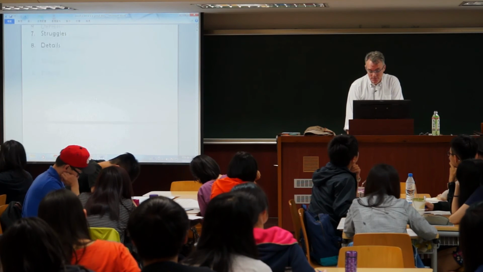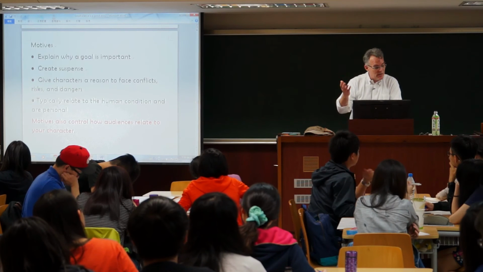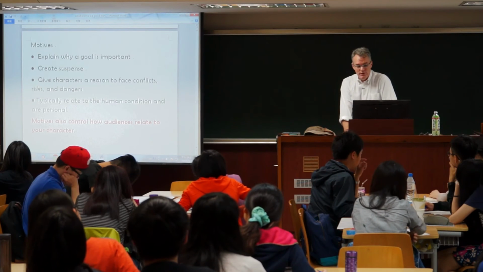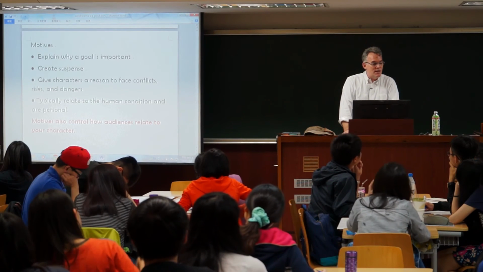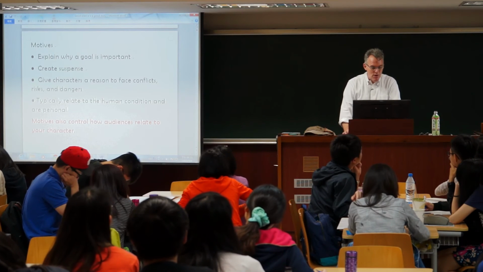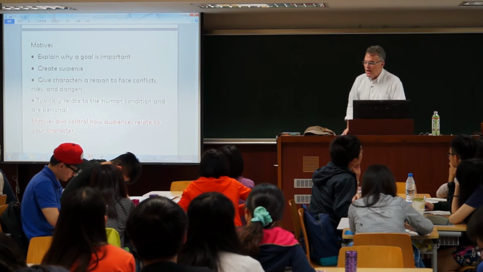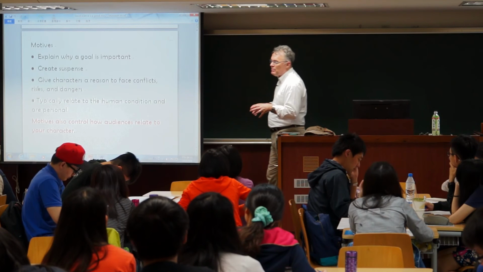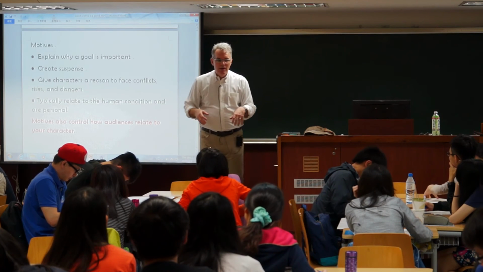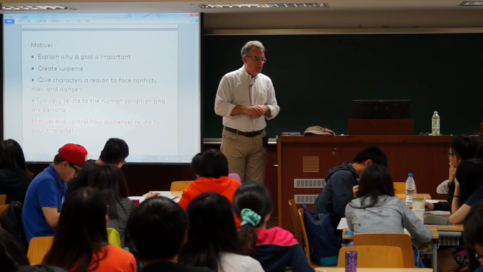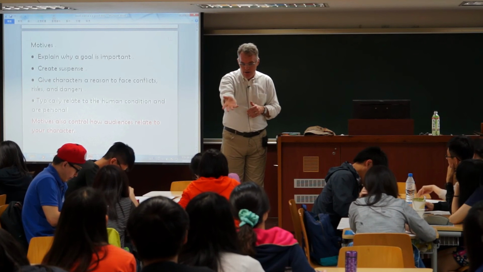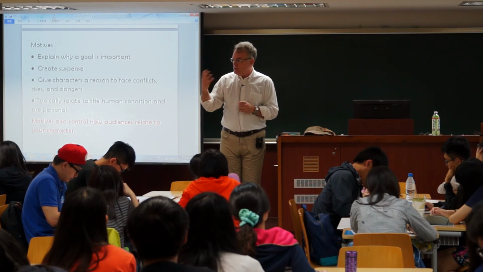Number 6, motive. So motive, very important because it explains why the goal is important. Motives control how the audiences relate to the character. So motivation. This for me is, I think, the most interesting part of a research story. It's not just why you're doing the research, but what inspired the research. What caused you to do it?